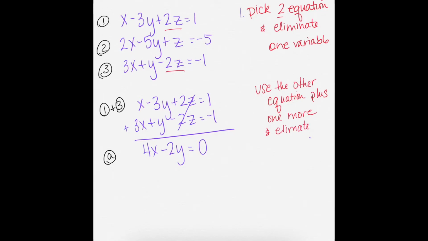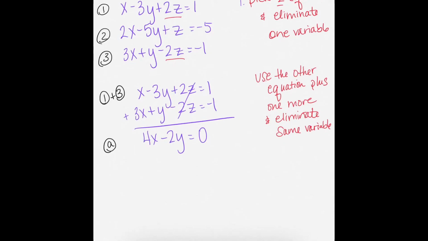And I'm going to eliminate the same variable I eliminated in the first step. It's very important I pick the same variable, or otherwise it's not going to help me. So I eliminated z with 1 and 3, which means I have to use equation 2, and I have to eliminate z. In order to do that, I can pick either 1 or 3 to go with it. There's not really an easier one.